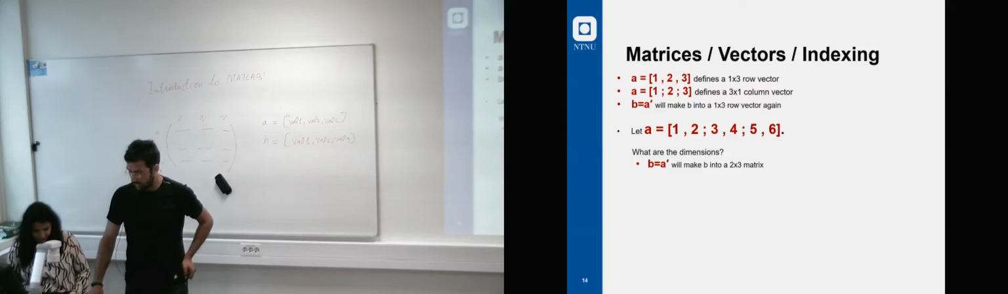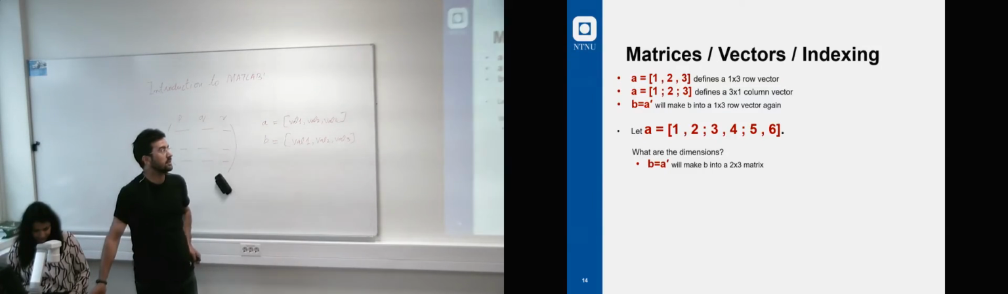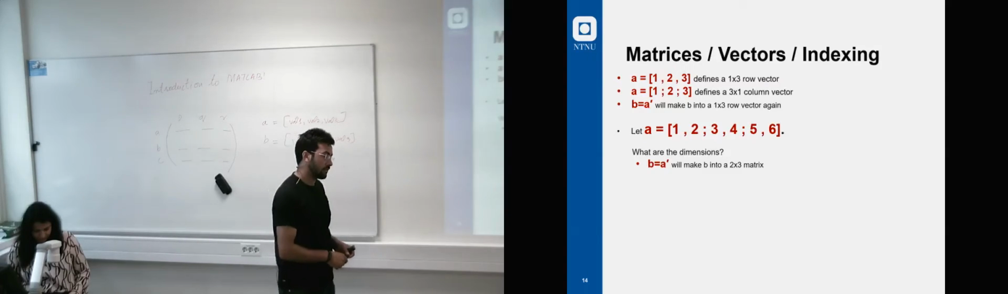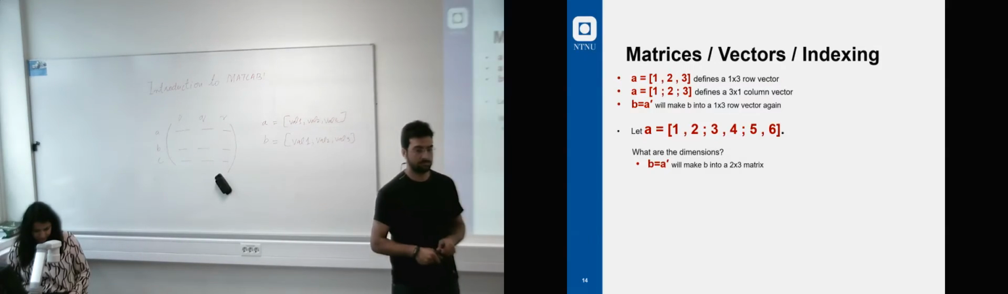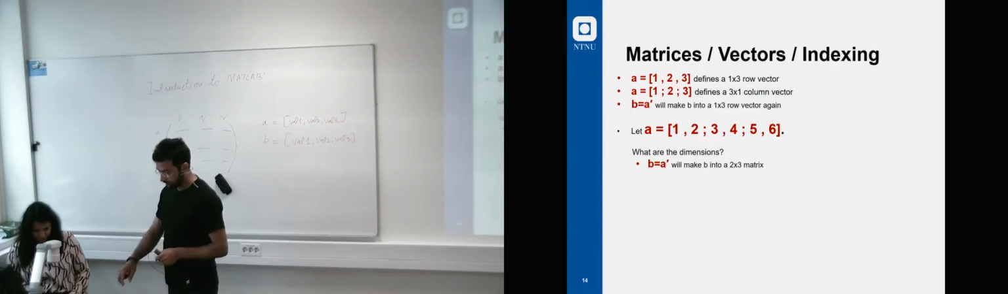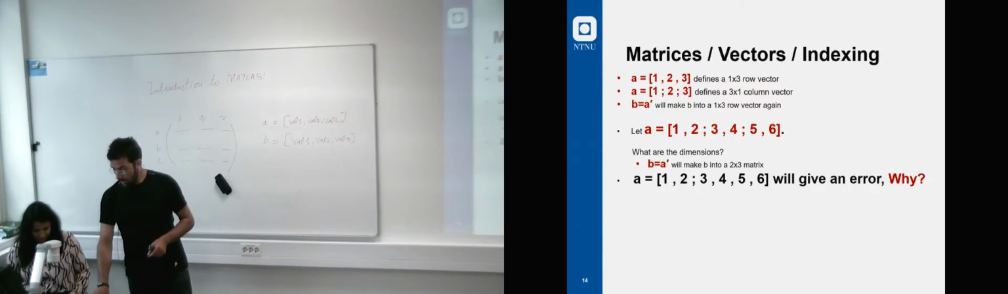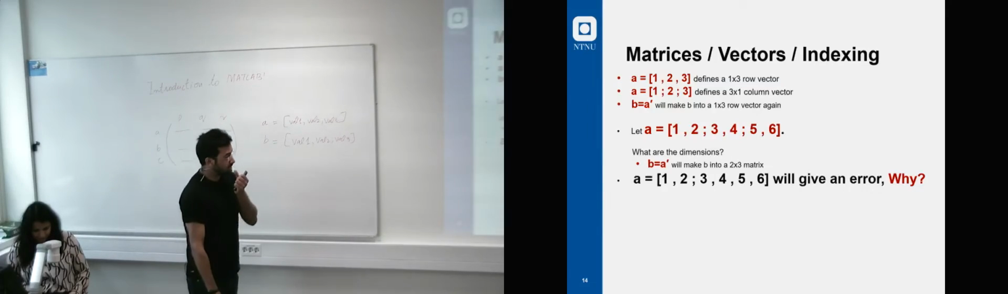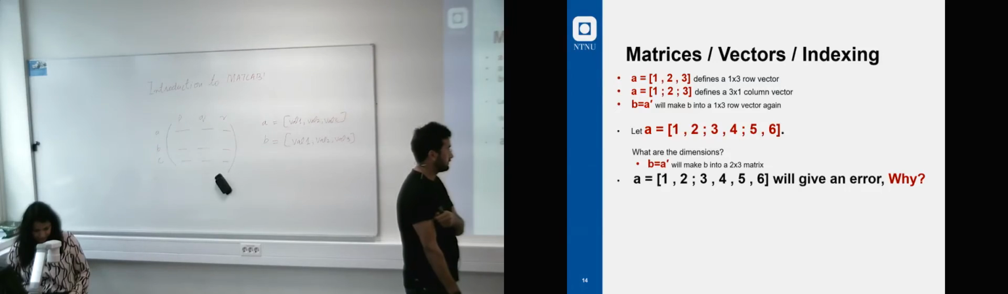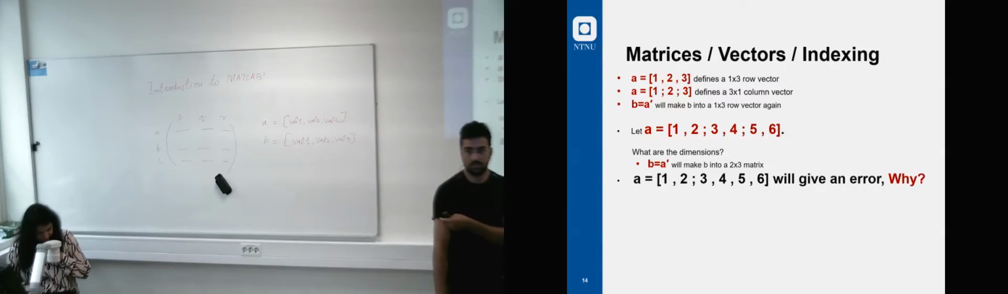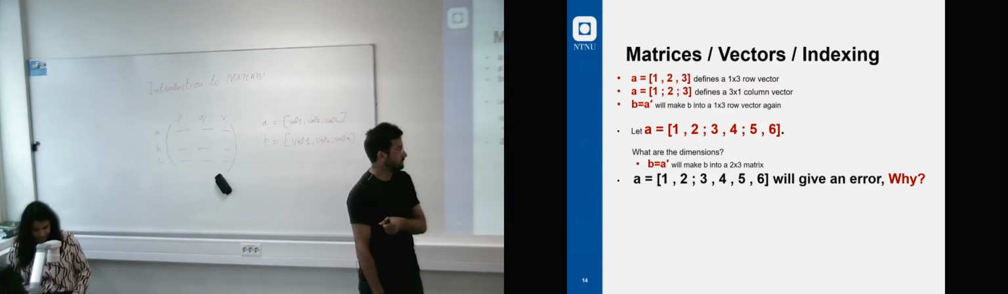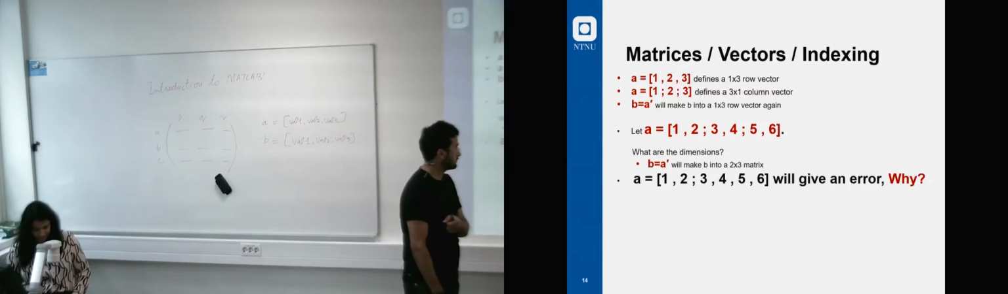Now, if I take the transpose of the same A, instead of 3 by 2 it will change to 2 by 3, because it will change all the rows into columns. We have one more matrix here, but it will give an error. You have to tell me why. Yes, the second row has too many columns compared to the first row.